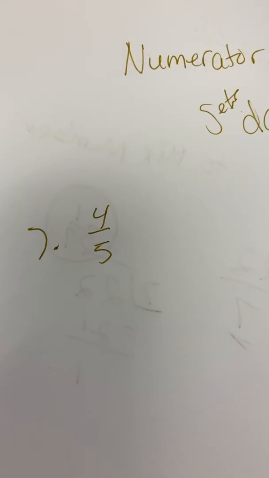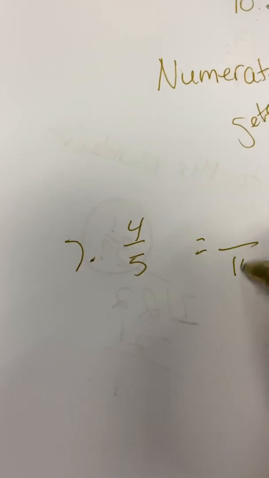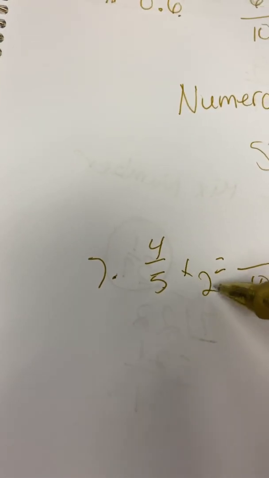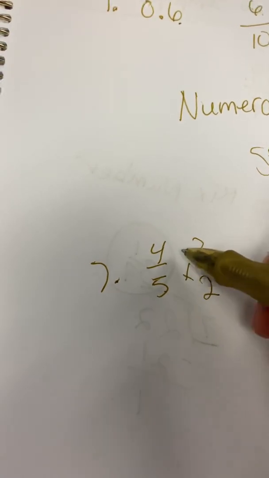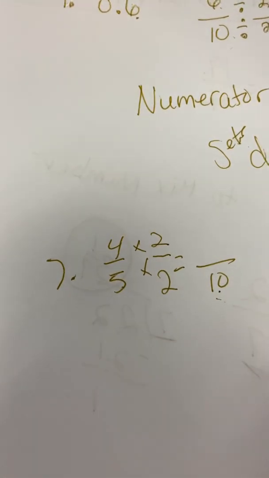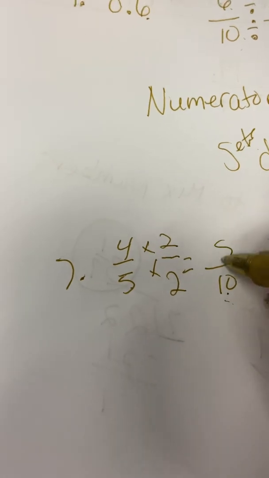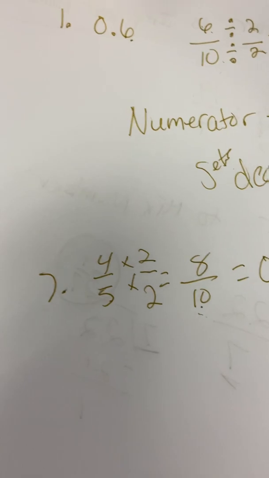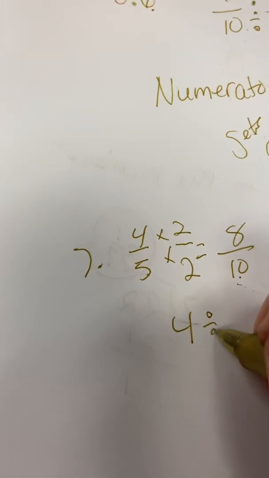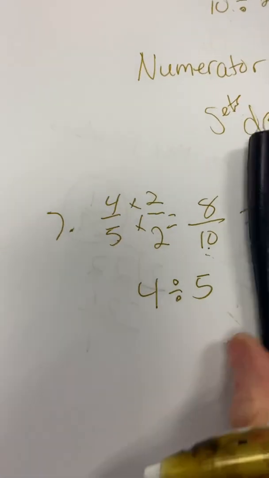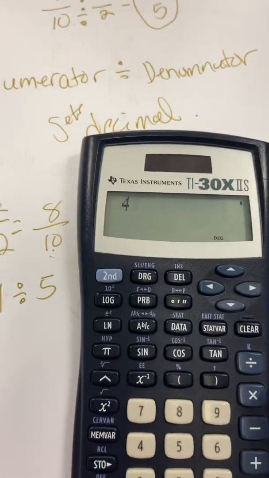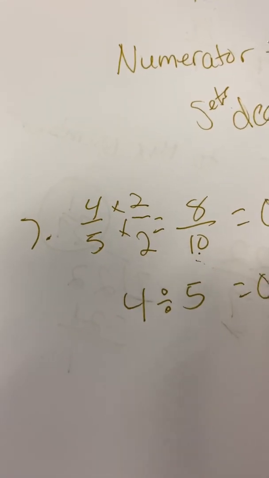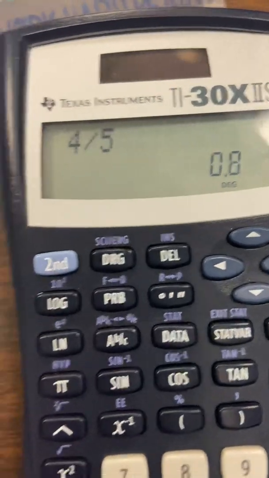turn that into a decimal, well, I can do this pretty easy by putting it into tenths. 5 to 10, I'm going to multiply that by 2, denominator by 2. If I multiply my denominator by 2, I have to multiply my numerator by 2. 4 times 2 is 8. 8/10 as a decimal is 0.8. Or I can take 4 divided by 5 in my calculator, 4 divided by 5, and I will get 0.8. So either one will work, okay?